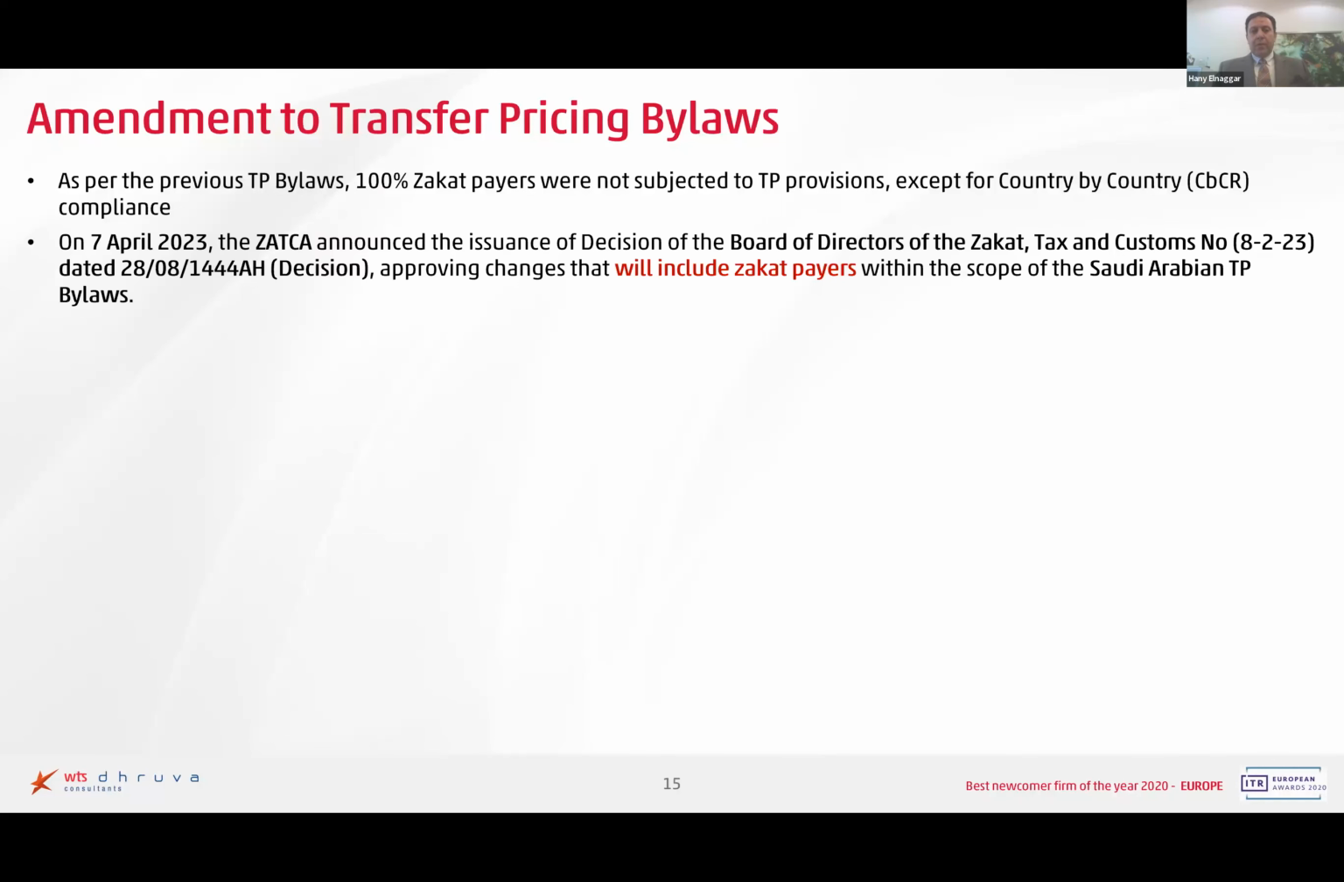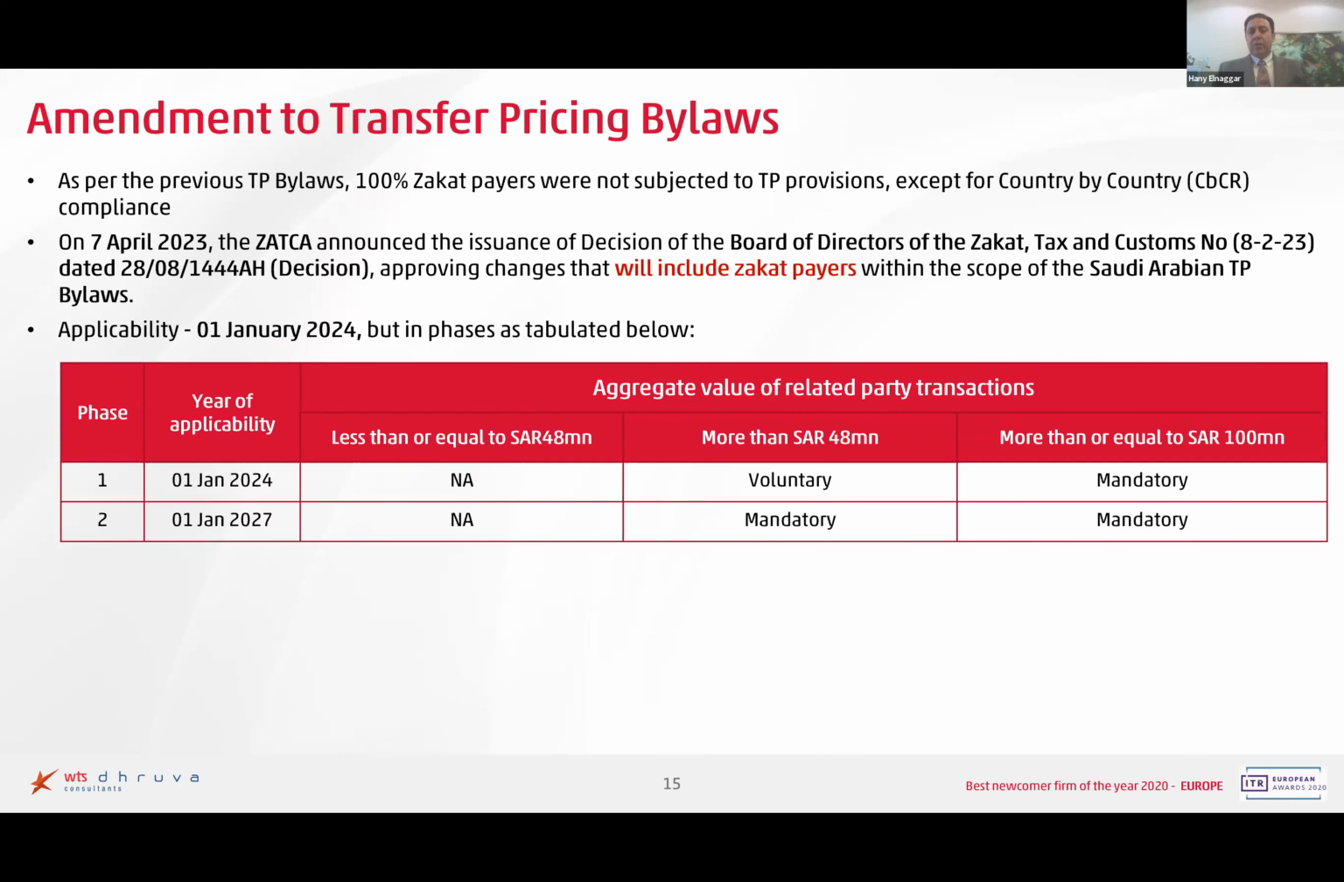There is a very important amendment that happened to the transfer pricing bylaws in KSA. Under the previous TP bylaws, 100% Zakat payers were not subject to transfer pricing provisions, except for CBCR compliance. However, as most of us already witnessed, on 7th of April this year, ZATCA announced the issuance of a decision by the Board of Directors of ZATCA, number 8-2-23. The decision approves some changes, one of which includes the Zakat payer within the scope of the KSA TP. The applicability of the new changes will start from 1st of January 2024, but it will be in two phases as mentioned in the table below.